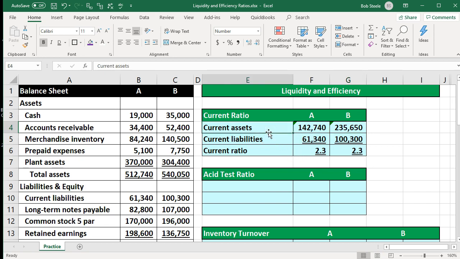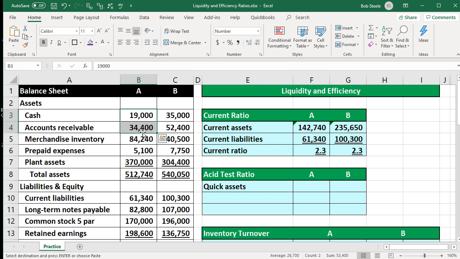Now let's go to the acid test ratio, which is a bit more stringent, because what we're going to do is change the numerator, but not the denominator. The denominator stays the same, current liabilities. The numerator is more stringent, not including all of the assets that were included in the current assets. So the top number is often called quick assets, and those are going to include the 19,000 cash, the accounts receivable, not the merchandise inventory.